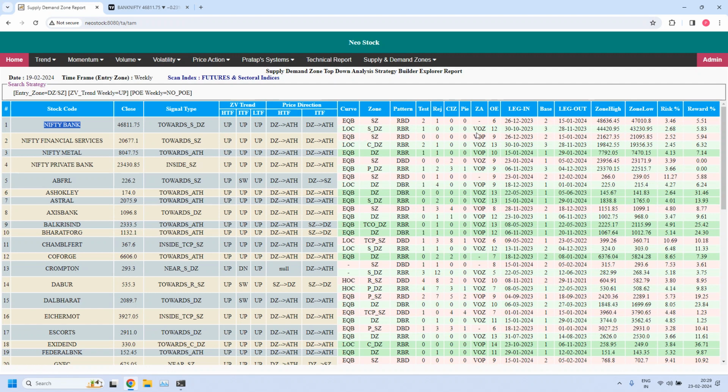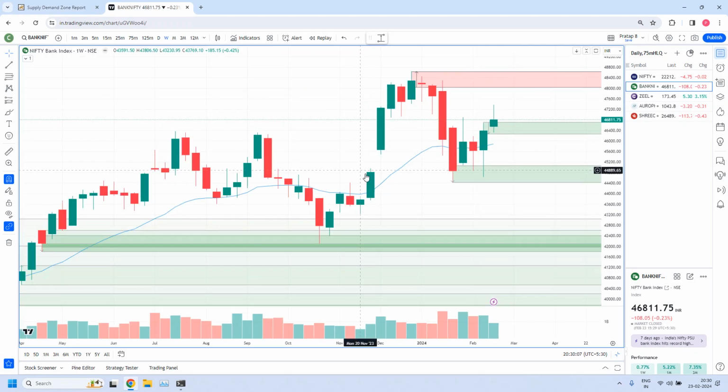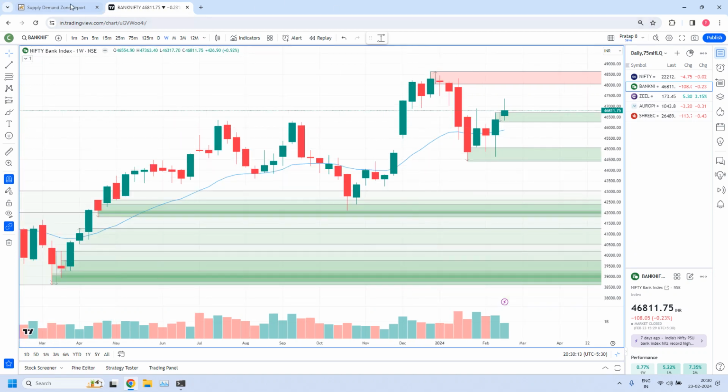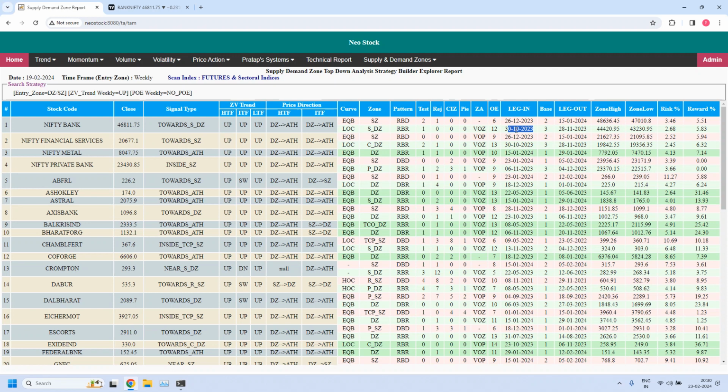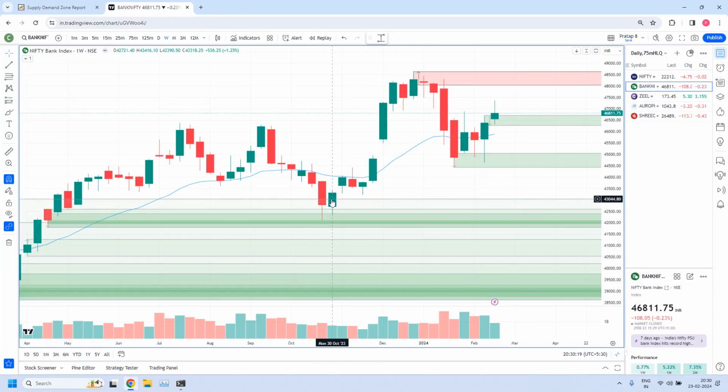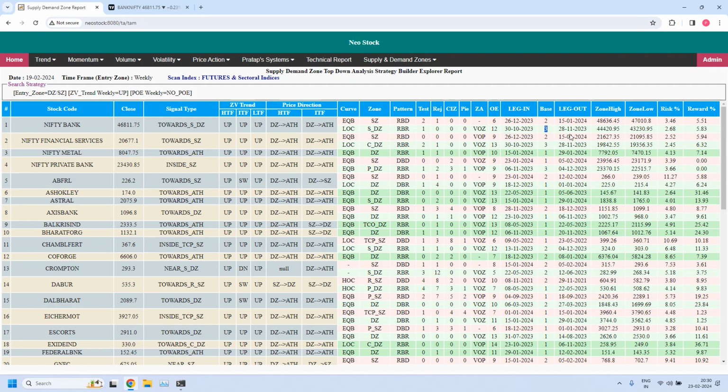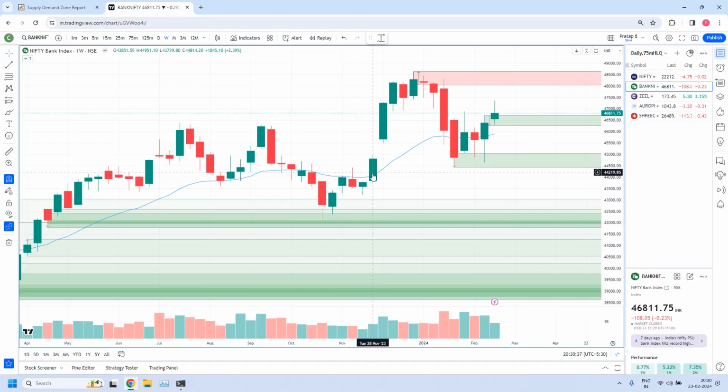So what is the weekly zone here? 2023 is the leg in. So where is it? Sorry, 3010. So here we have 3010. This is the leg in, the leg candle. And next we have 3 base candles and a rally candle. Is that the case? Yes, we have 3 base candles. And 2811 we have a leg out. So this is 2811, 3010, 2023. So let us draw a weekly zone here.